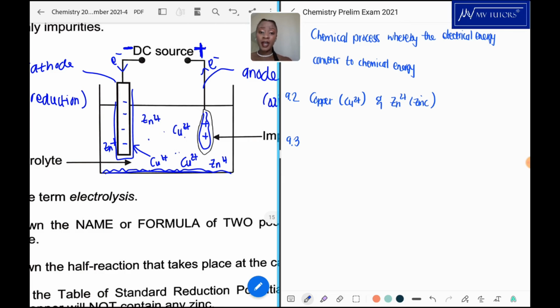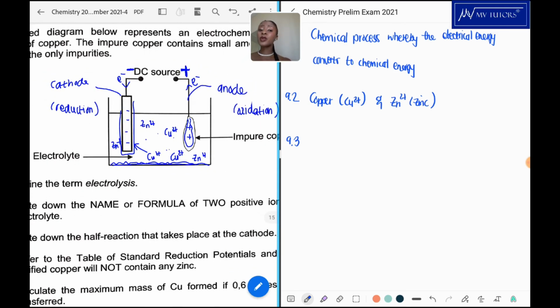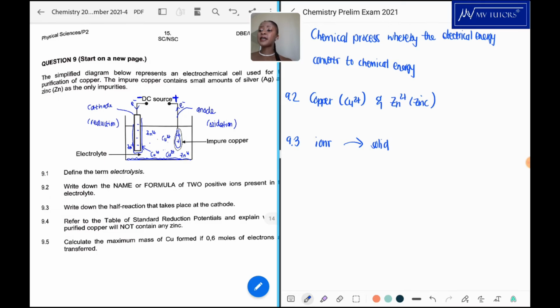So copper will attract to the cathode, and the cathode will increase in mass. I really hope you understand it. So what are we doing? We are getting the ions, so the ions of copper form the solid copper. Why? You wanted the pure copper. So when you go to your table of standard reduction potentials, you must make sure you go from ions to solid, and we are dealing with copper, not zinc. So let us go and see.